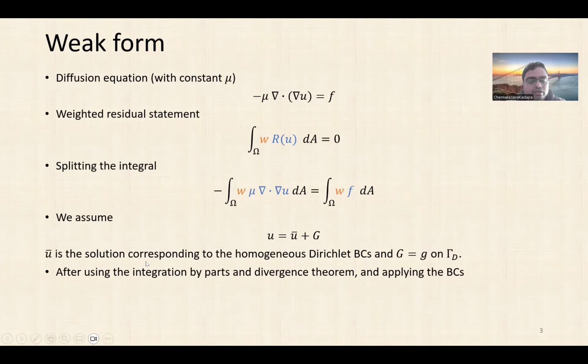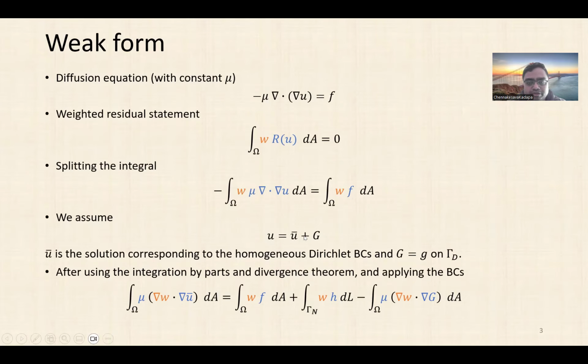Okay, and by using this, that is U equals U bar plus G, and substituting it here, we simplify the integral and we take the integration by parts. We apply the divergence theorem, and we get this integral, which is the weak form. If you notice here, since we have U equals U bar plus G, if we substitute here, we get a G term and we take it to the right hand side.